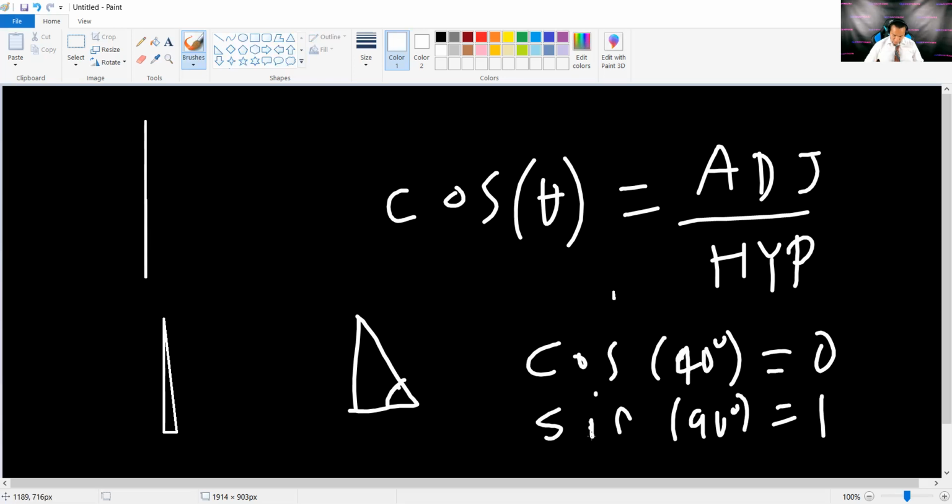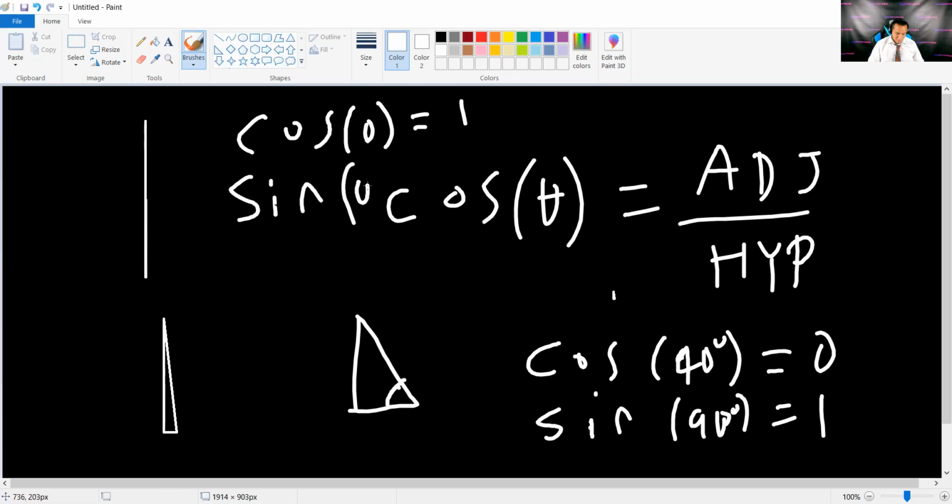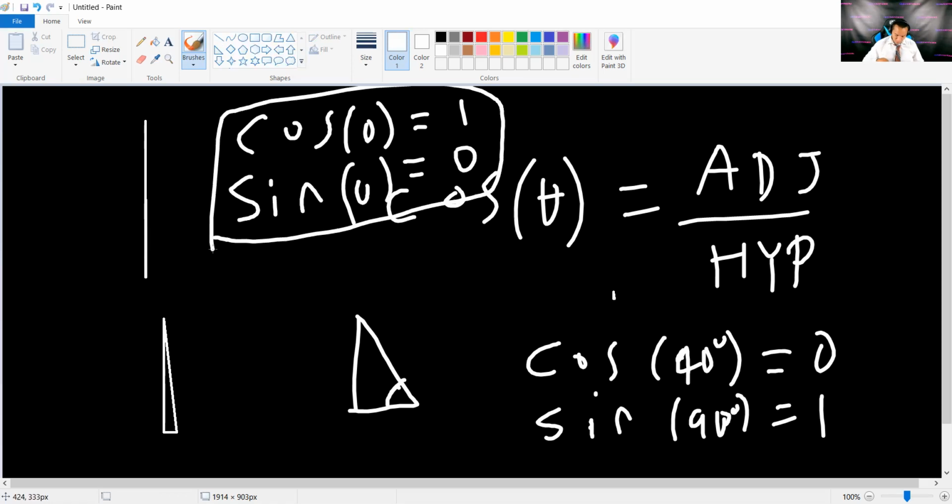But kind of like anti-partners, like arch enemies. Sine of 90 is 1, but cosine of 90 is 0. And the opposite is true. Cosine of 0 is 1, because when the adjacent side equals the hypotenuse, there's no opposite side. Sine of 0 is 0. Okay? So those are important to remember.